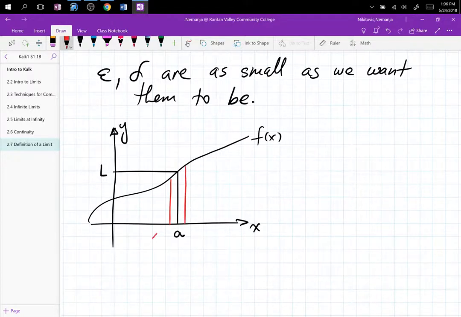So this value here is a minus delta, and this value here is a plus delta, meaning that each one of these little parts is delta. Now those give off the y values L minus epsilon and L plus epsilon, meaning that each one of these is epsilon here.